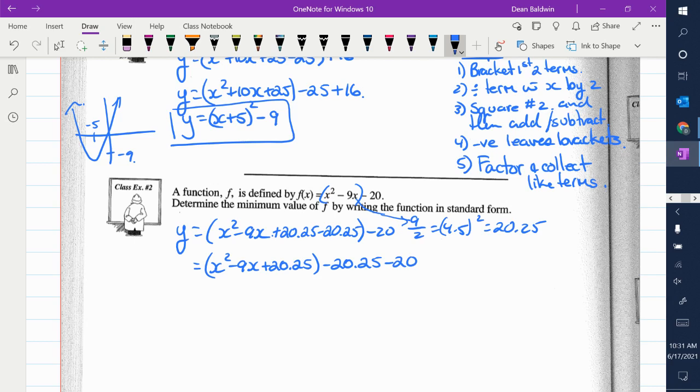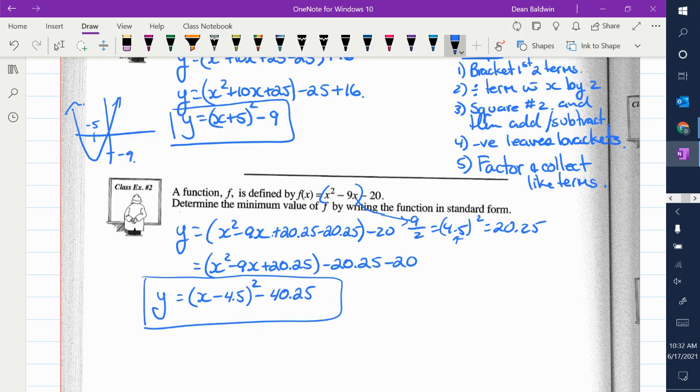Now what? Factor the brackets. What do the brackets factor to? What multiplies to 20.25 and adds to negative 9? 4.5 is always half the middle term. It's always going to be this term here. So it becomes, is it plus or minus? Minus, because it's a negative 9. So it's x minus 4.5 all squared. Negative 20.25 minus 20 is negative 40.25. And there you go.